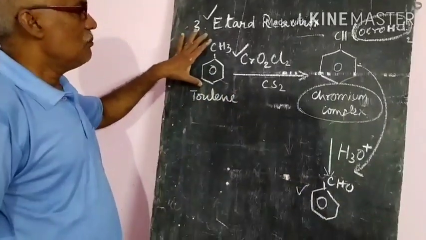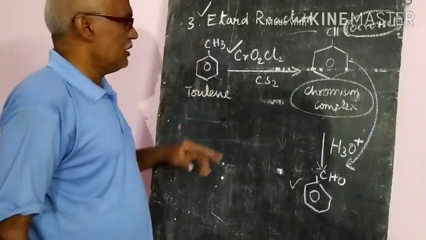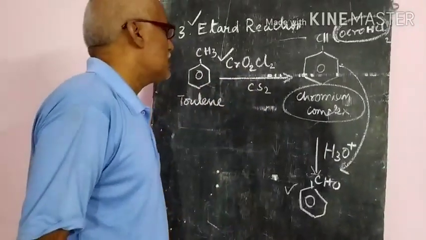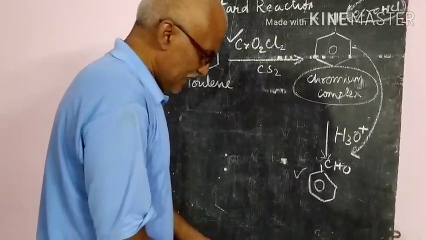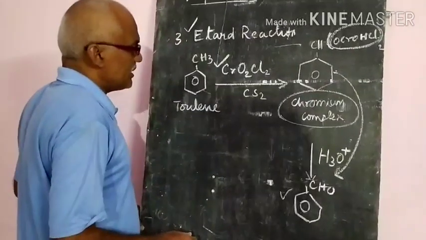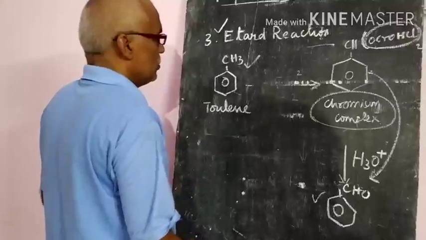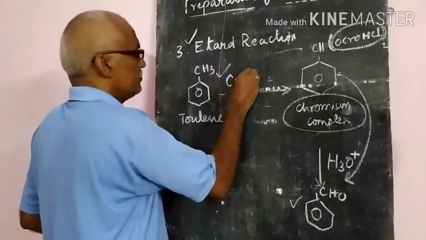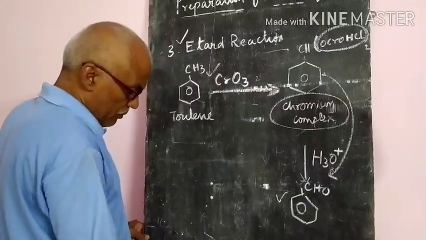So this is the most important Etard reaction, this is the one important. And in place of chromyl chloride, we can use another mild oxidizing agent, chromic oxide, CrO3. Chromium oxide, okay.